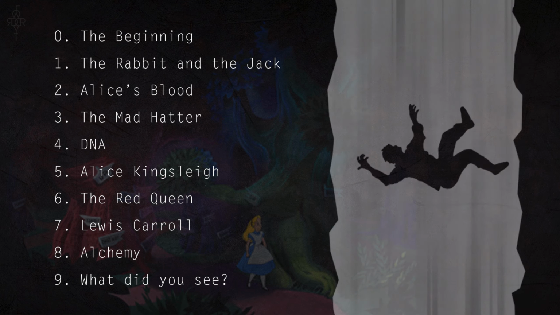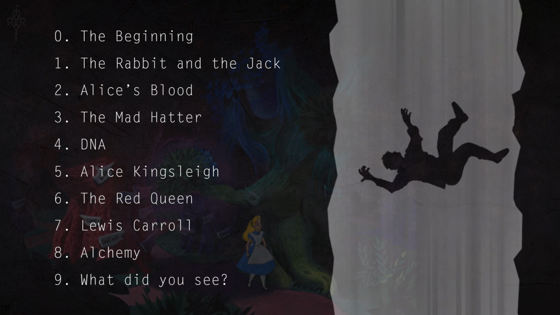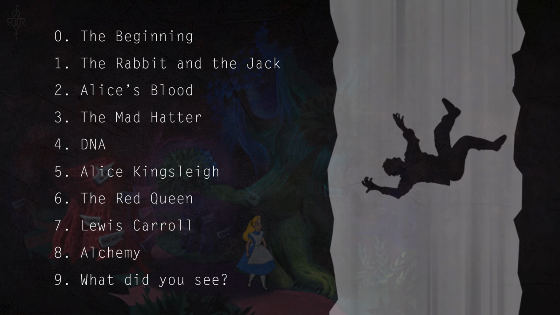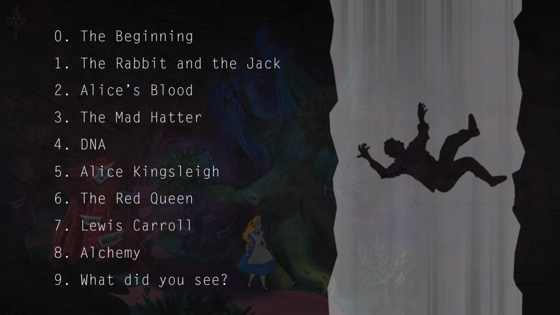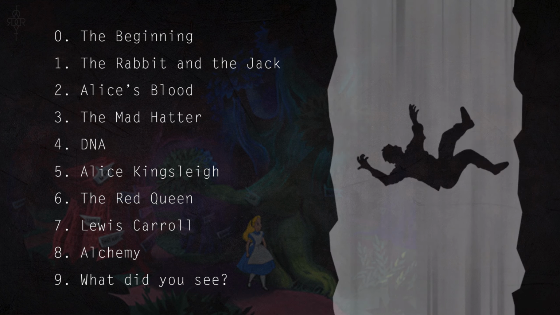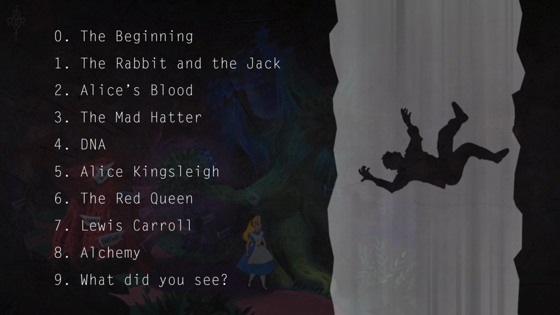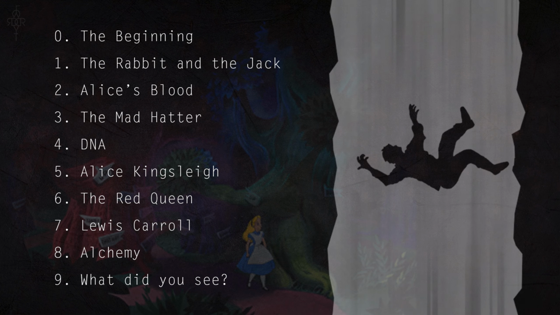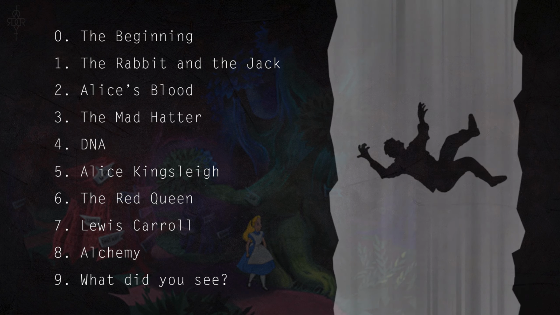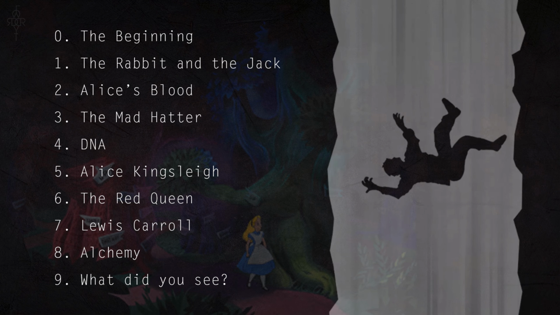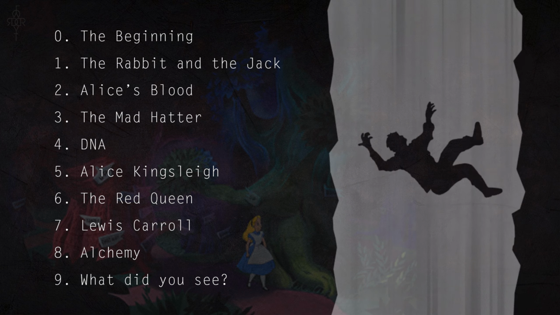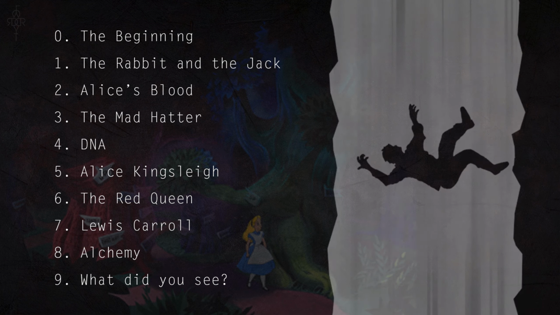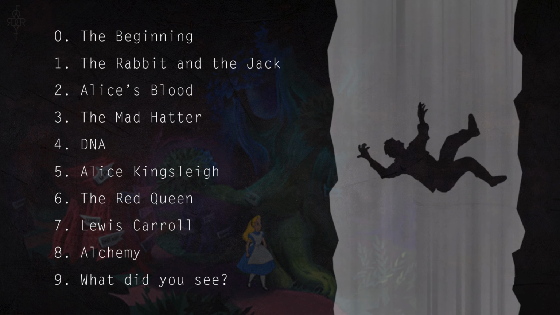So here we go with the topics, folks. In the zero position, always leading up to zero, the beginning of it all: how I got started in this presentation is going to blow you away. Going to the number one, the rabbit and the jack, because I'm going to be decoding Jack in the Box, and it's tied to Alice in Wonderland. Number two, Alice's blood. Number three, the Mad Hatter. Number four, our DNA. Our DNA is tied to Alice in Wonderland.